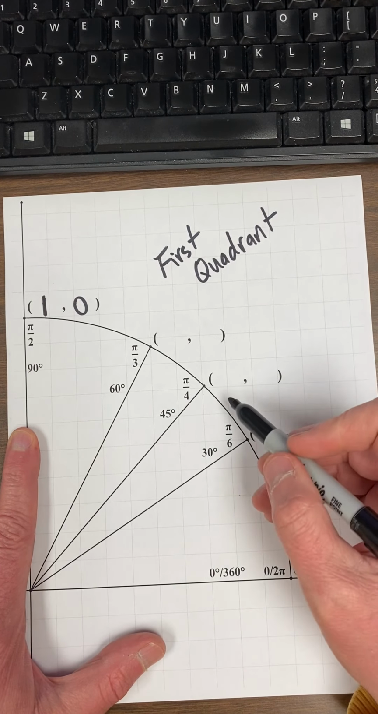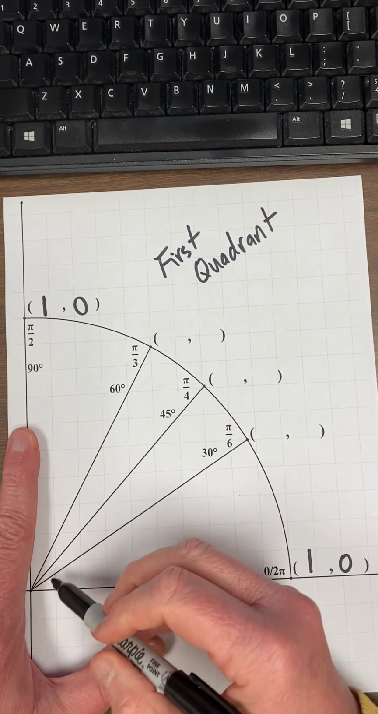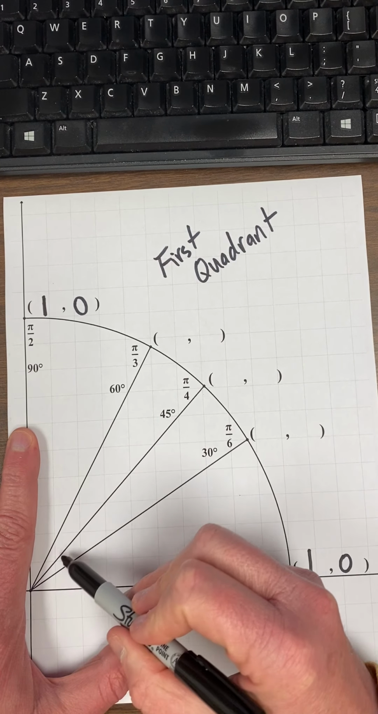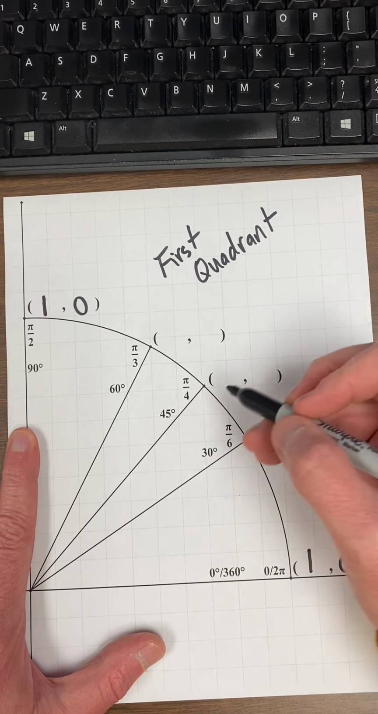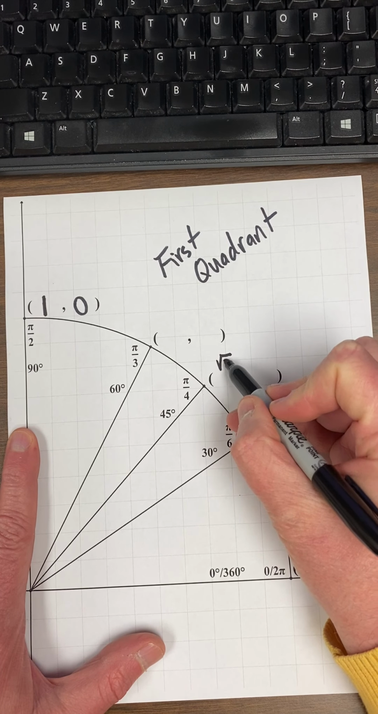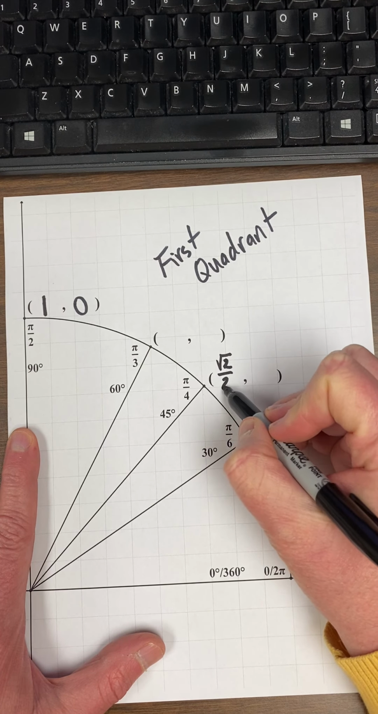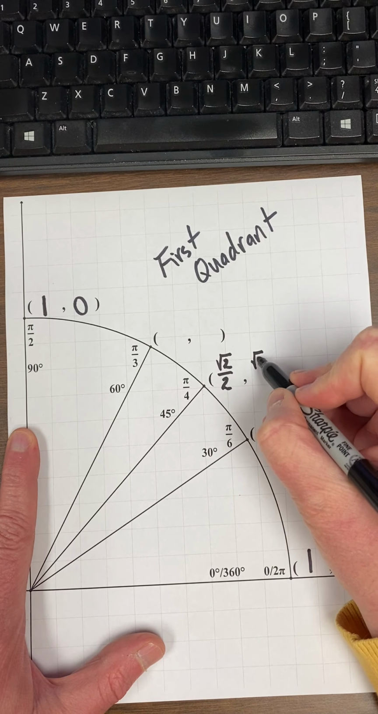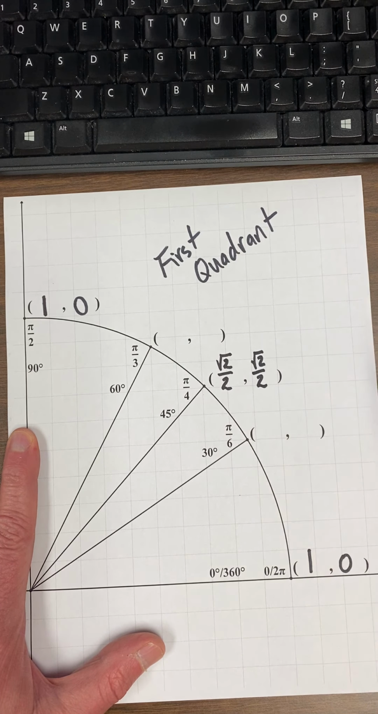So pi over 4 is 45 degrees. It's right along here, and the x and the y are the same, and the pi over 4 points are the square root of 2 over 2 for the x coordinate and the square root of 2 over 2 for the y coordinate.